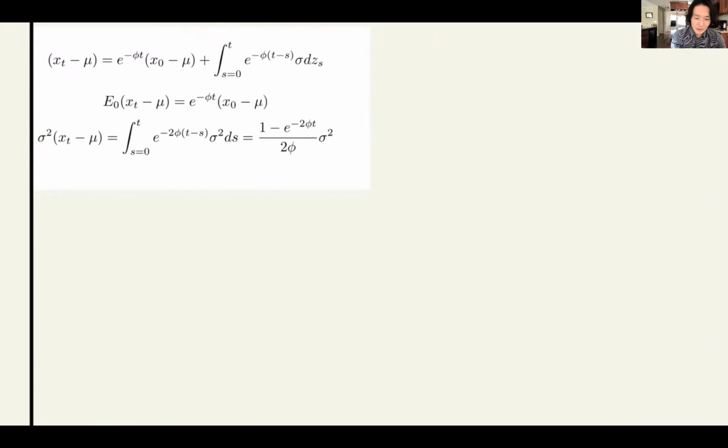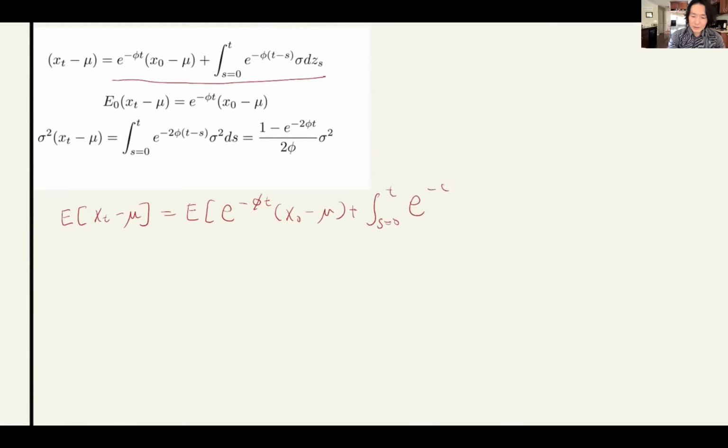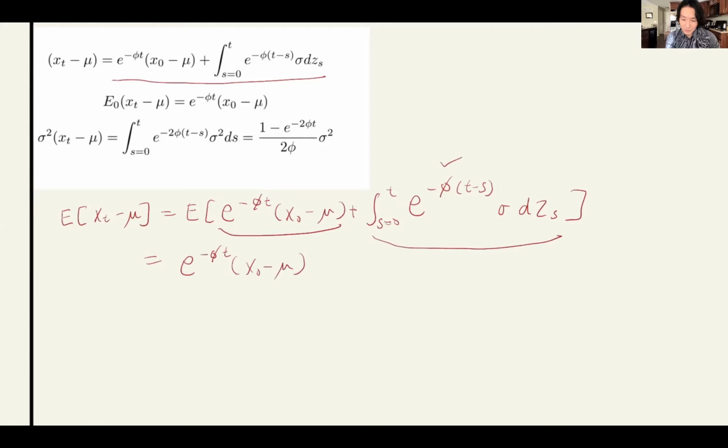Now, the first thing to do is take the expected value of xt minus mu. Okay, that's the expected value of e to the minus vt, I'm just rewriting the equation here, just plugging in, times x0 minus mu plus integral from s equals 0 to t e to the minus v t minus s times sigma dzs. Okay. How is this calculated? Well, the first term here is deterministic, so it will come out. Now, if you look at the second term here, this is deterministic. Sigma is also deterministic. The only randomness here is dzs. Right? Therefore, the expectation of this thing is going to be 0.